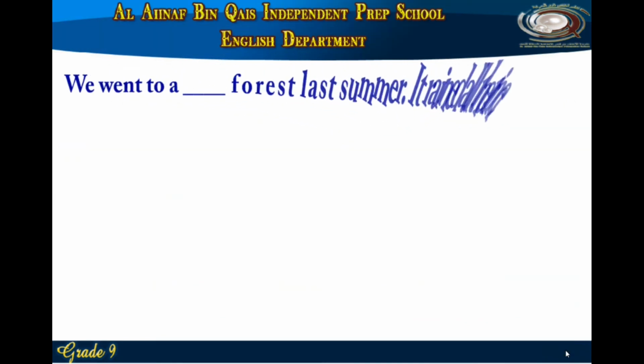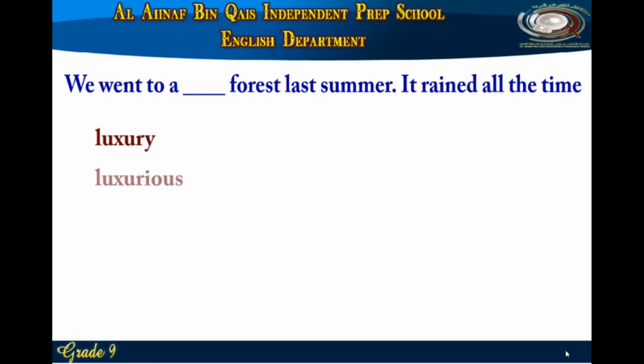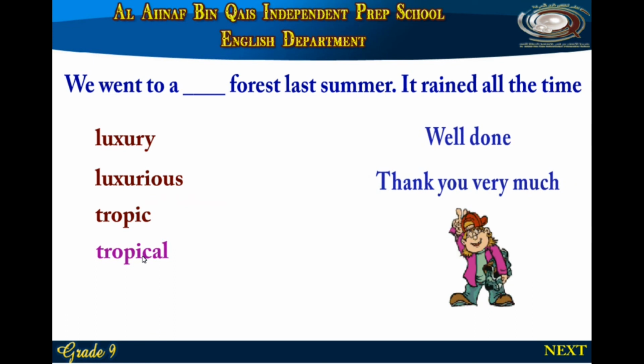Number 1. Read, please. We went to a forest last summer. It rained all the time. In this space, what will we add? Tropical? Yes, let's see tropical. Thank you very much. How did we know that it's a tropical? Tropical, of course, because he says it has a lot of rain.